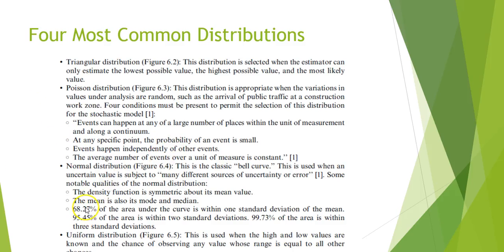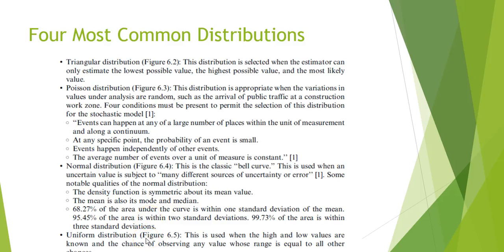And what else? 68.27% of the area under the curve is within 1 standard deviation of the mean, right? Kind of a standard number you've learned. On each side of the mean, 1 deviation, you have 68% of the curve, and within 2 standard deviations, 95.45%, and 3 standard deviations, 99.73%. So you're able to use the standard deviation to estimate how great the probability is and to hone in on the accuracy and the reliability.